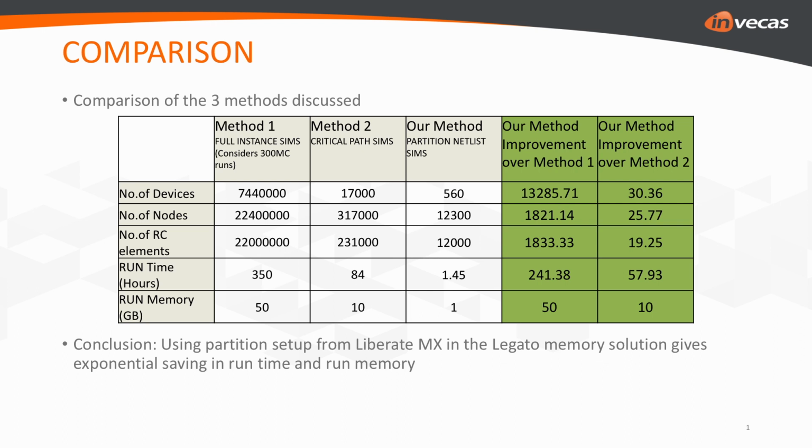Whereas with our approach, using the Liberate MX partition netlist and running Monte Carlo simulation, the device count drastically reduces from the order of millions to a few hundreds. There are many orders of magnitude difference in the device count itself. Even the RC netlist goes from several millions to a couple of hundred transistors and RC elements. As the netlist and device count came down, you can expect exponential savings in your runtime and RAM memory.